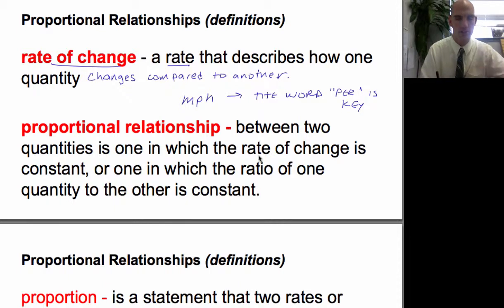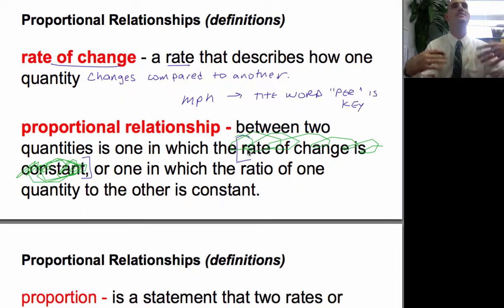A proportional relationship between two quantities is one in which the rate of change is constant. That I can't even highlight that enough. The rate of change is constant. It's unchanging. It stays the same. Okay? The rate of change is constant. This is the big idea here. Has to stay the same.